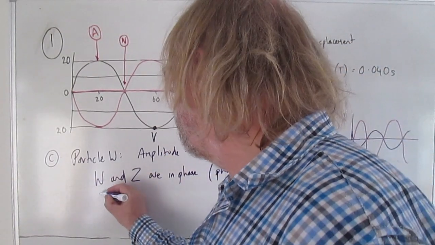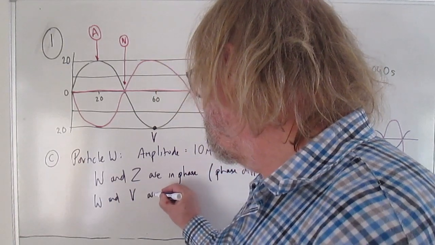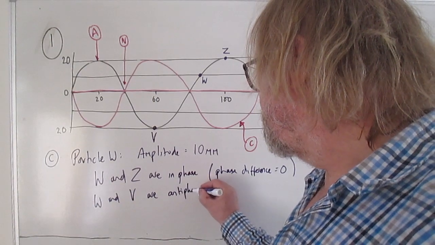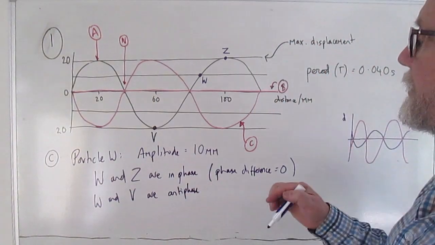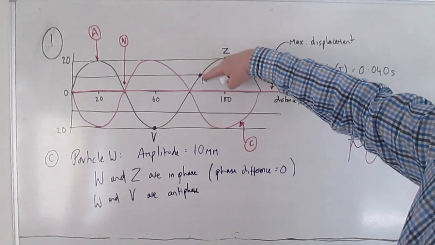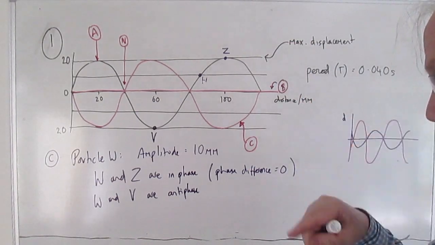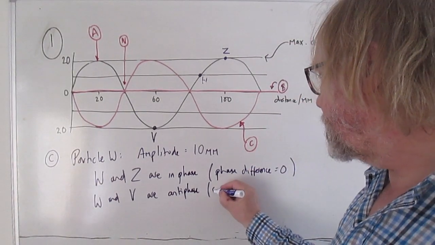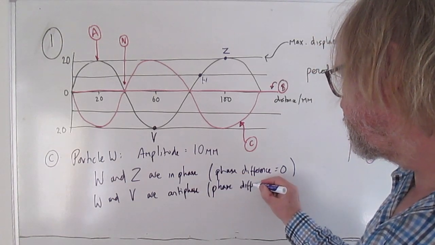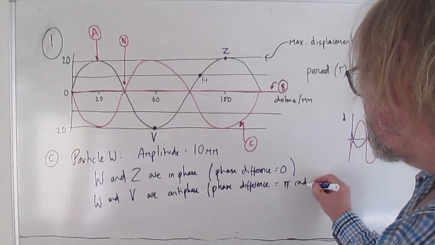But W and V are antiphase. Those are exactly out of phase, because when W reaches its maximum displacement, maximum positive displacement, V is at its maximum negative displacement, and vice versa. So they're exactly out of phase. So the phase difference, if we express this in terms of radians, is equal to pi radians.